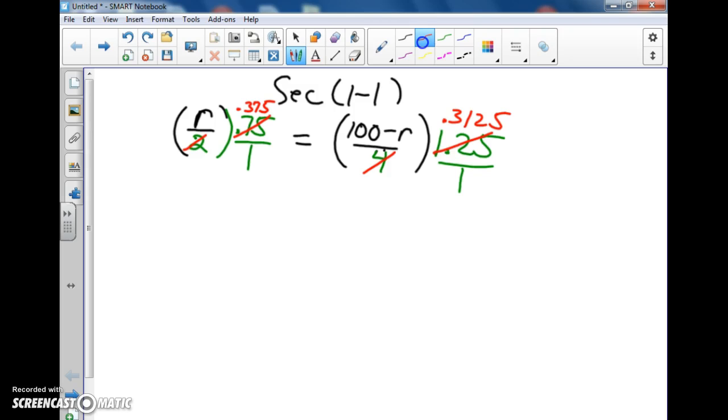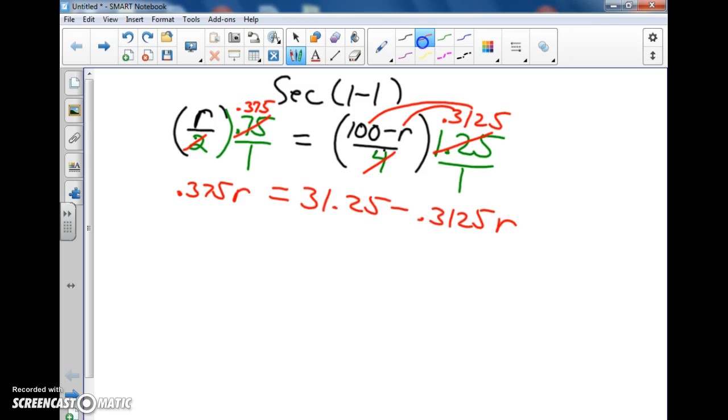All right, now look, common sense. 0.375 times r is 0.375r. Now, 0.3125 times this and times this, distributive property. So what's 0.3125 times 100? 31.25. Minus, what's 0.3125 times r? 0.3125r. There you go. Oh my gosh, I can do this now. I know this. What would you do next to solve for r?